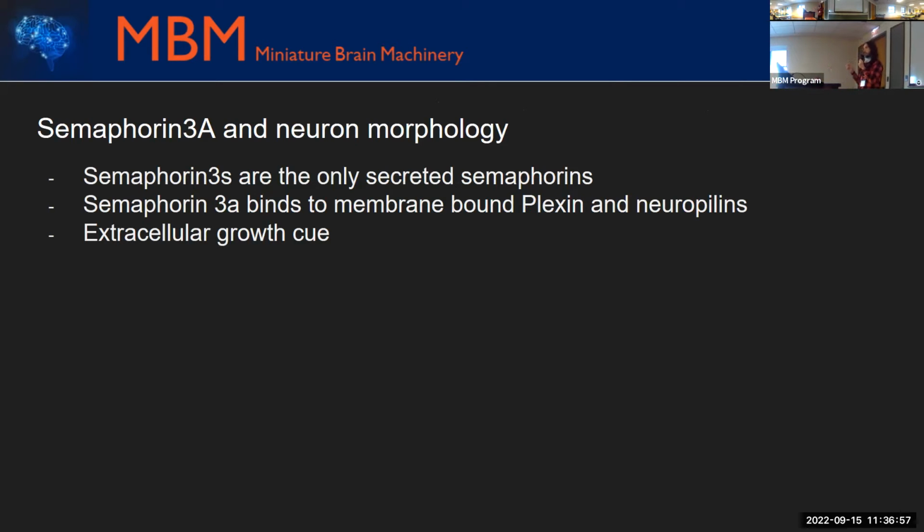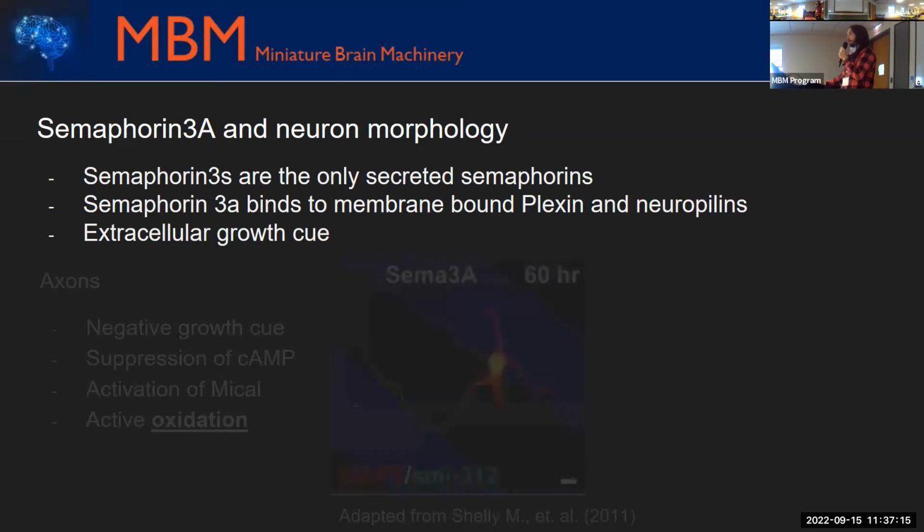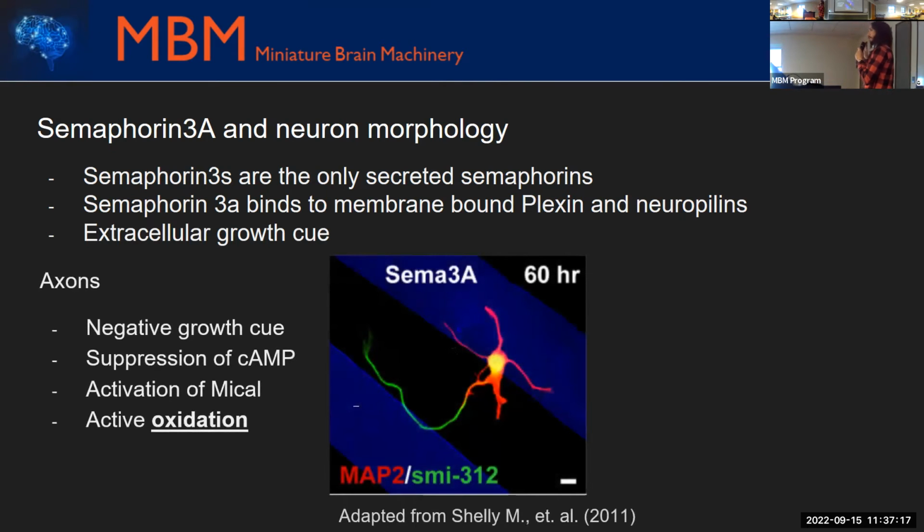One of those guides is semaphorin 3A. There's a 20-member family of semaphorins. 3A is one of the secreted semaphorins, and it binds to plexins and neuropilins that are found within the membranes of neurons, and it functions as one of these extracellular growth cues. What makes this interesting is that it has two different functions for the axons and the dendrites.